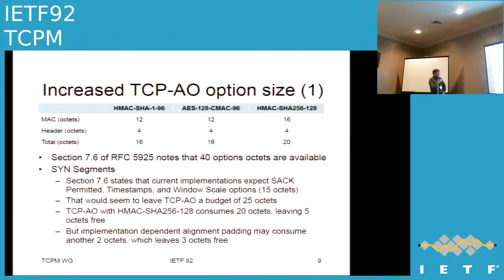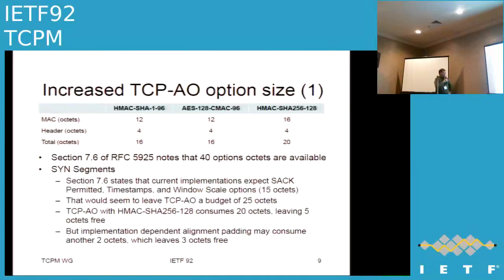Now, there's 40 available, and Section 7.6 of 5925 is a nice discussion of what other options you might expect in a SYN and non-SYN. In SYN, these three options, the SACK permitted, timestamps, window scale, are expected for 15 octets, which would seem to give us a budget of 25. We're going to use up 20. There's 5 left. That seems to be okay. There's some note about padding. Sometimes it's consumed some more, but it would seem to be okay.